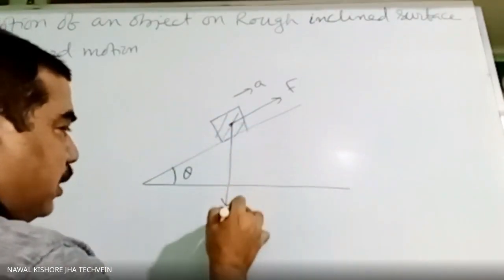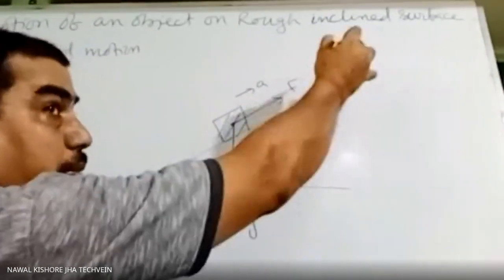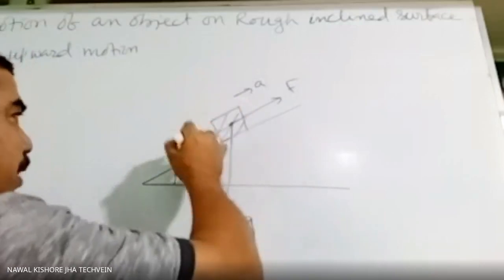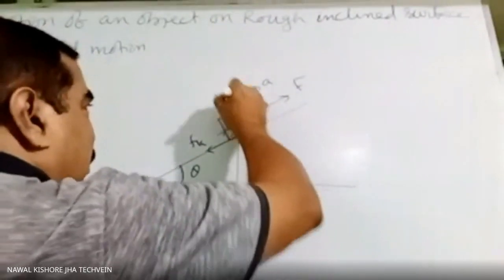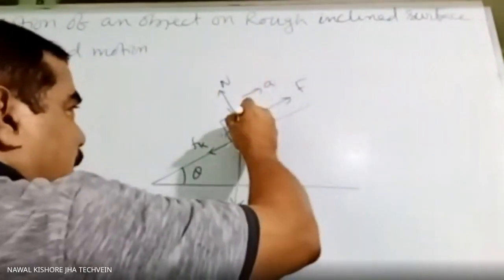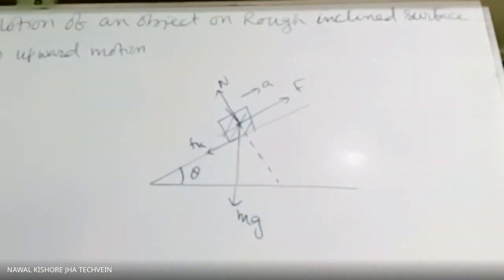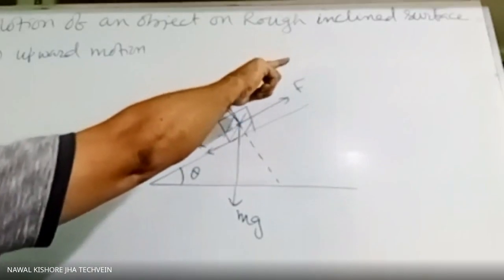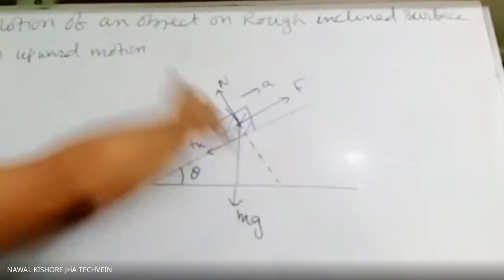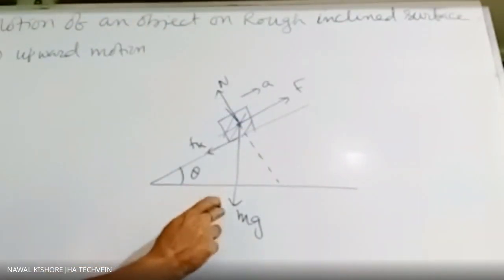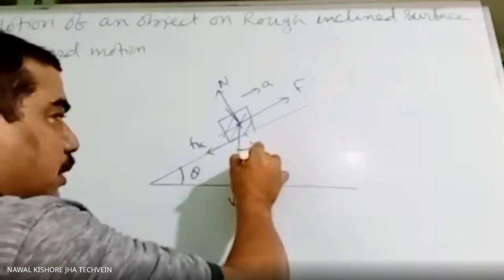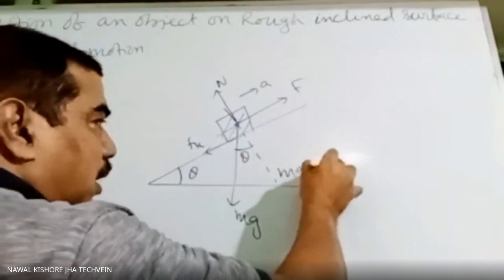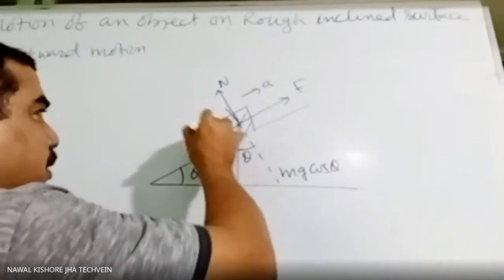The weight of the object is acting downward as it is moving upward. Friction you can apply here or there, no problem. This is Fk. This is normal reaction. As the particle is moving along the plane, one axis will be along the plane, and the other axis you have to consider perpendicular to the plane. Naturally, this weight is not along any axis, so we'll have to break it into components. If this is theta, this will be theta. One component is mg cos theta, and this side will become mg sin theta.